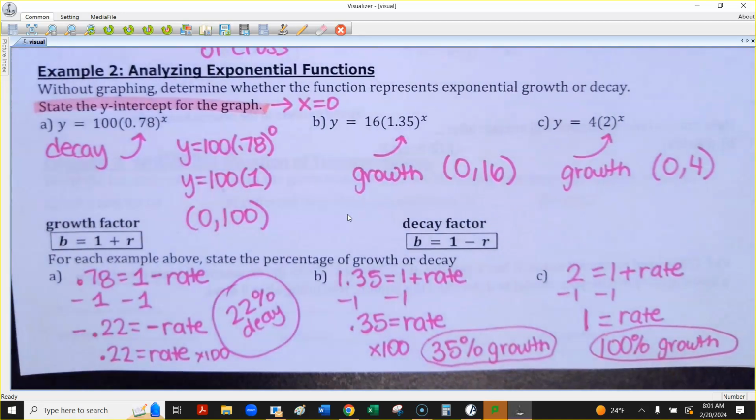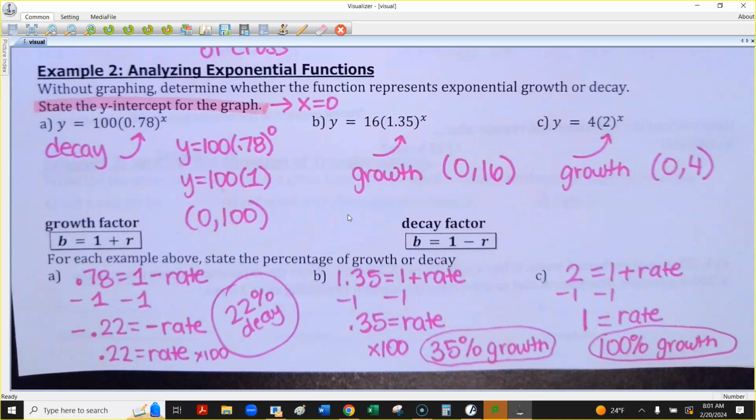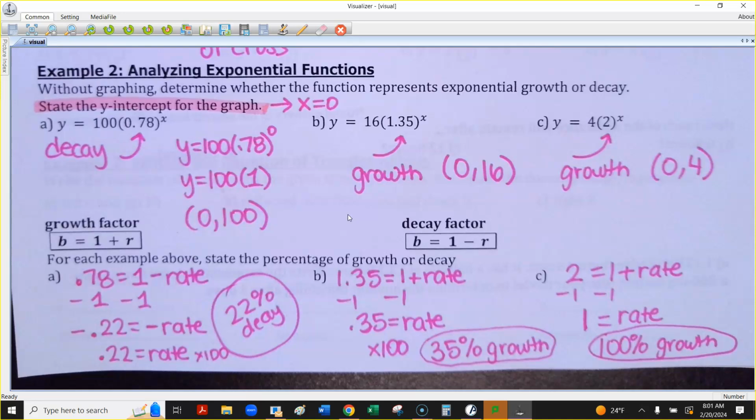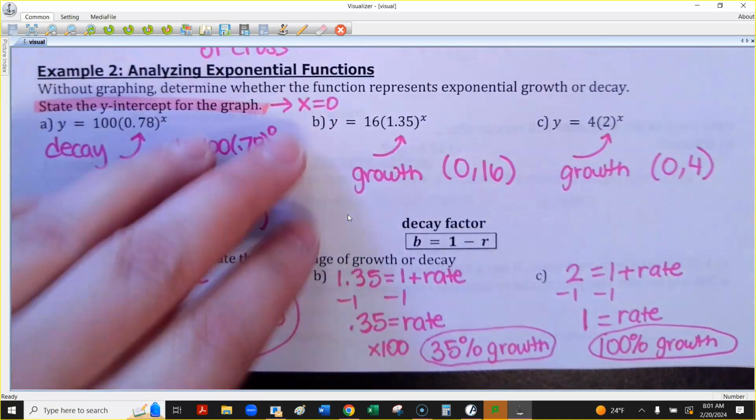Is anybody having a question? All right. Whatever it is over 1, multiplied by 100. If you got the decimal there, like I had the 0.22, same thing, it's just decay.